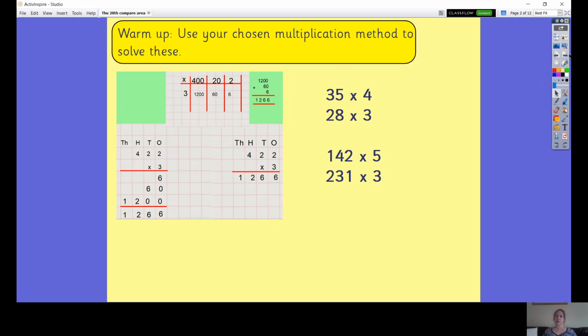Okay, I will just change the slide so you can see what the answers are. I'm not going to go into a lot of detail to go through the answers for these, but those are the answers that you should have got using whichever chosen method you decided to use. So you can pause there for a second and have a look at your answers. If you've made any mistakes, then I would recommend that you try one of the other methods, do the sum again with one of the other methods, and just check where you've gone wrong. Okay, so let's move on to the main part of the lesson.